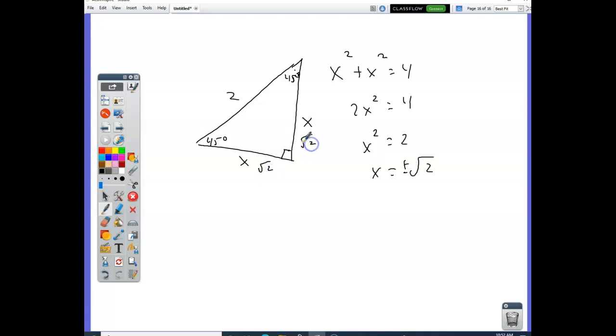That's square root 2, square root 2, and that's 2, agreed? So if I choose this angle down here, what is my sine of 45 degrees? Well, it would be opposite over hypotenuse, or the square root of 2 over 2. Sine of 45 degrees is square root of 2 over 2.